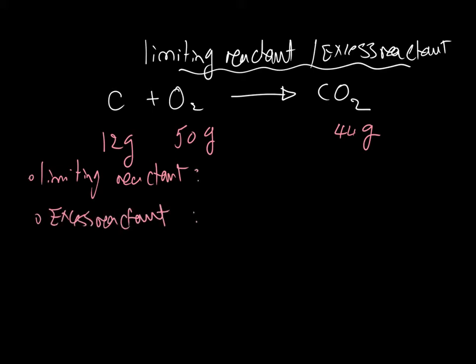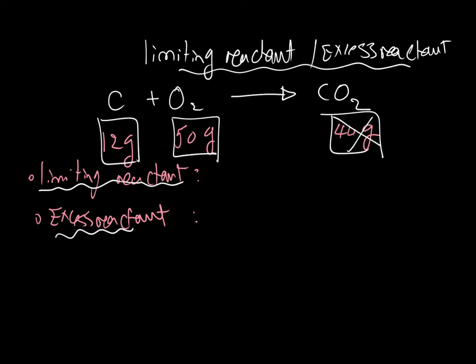A limiting reactant is a reactant which exists in an amount less than what's required for the reaction to take place, while the excess reactant or excess reagent is a reagent which exists in an amount exceeding what's required for the reaction to take place. Now you are given two quantities, 12 grams and 50 grams. In order to know which one of them is limiting and which one is excess, you need to convert both of them into moles. So draw a table.